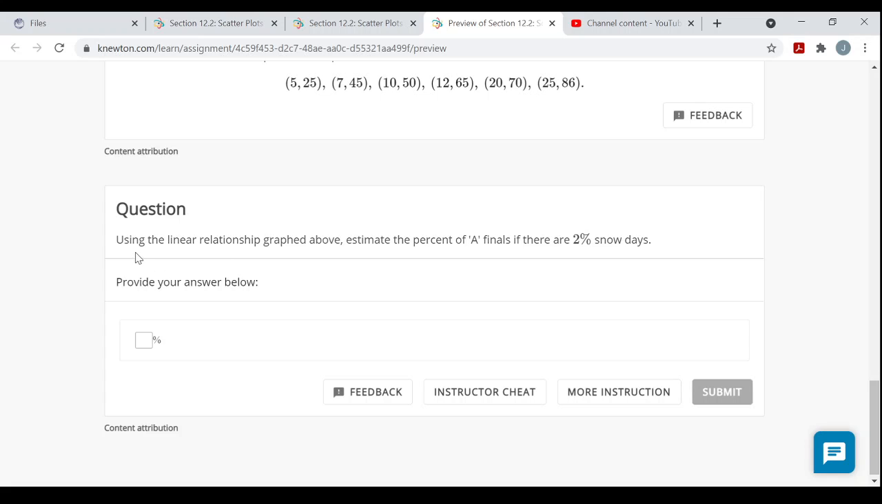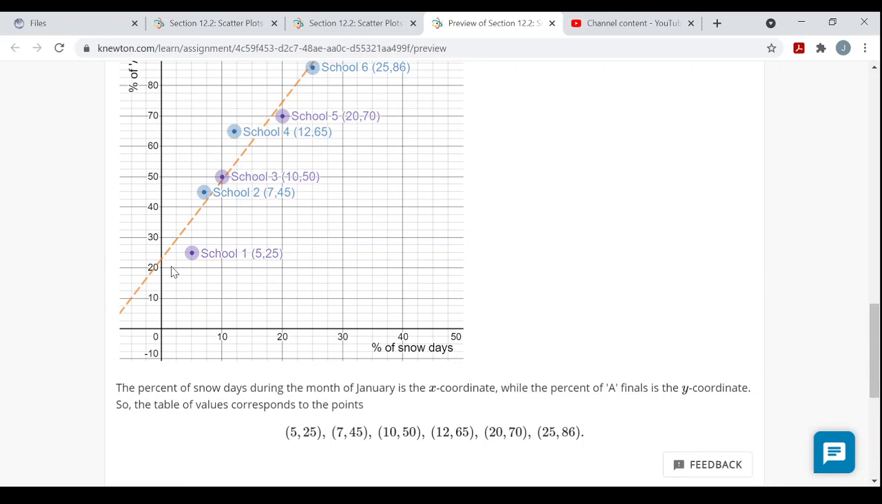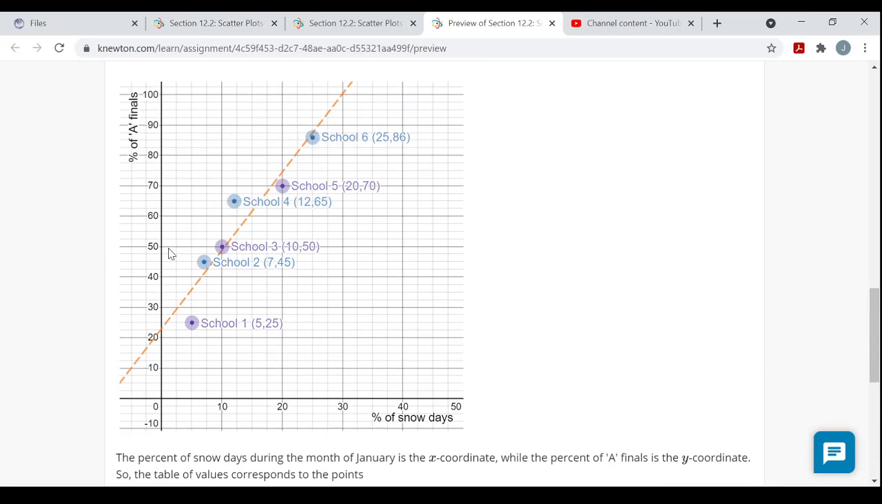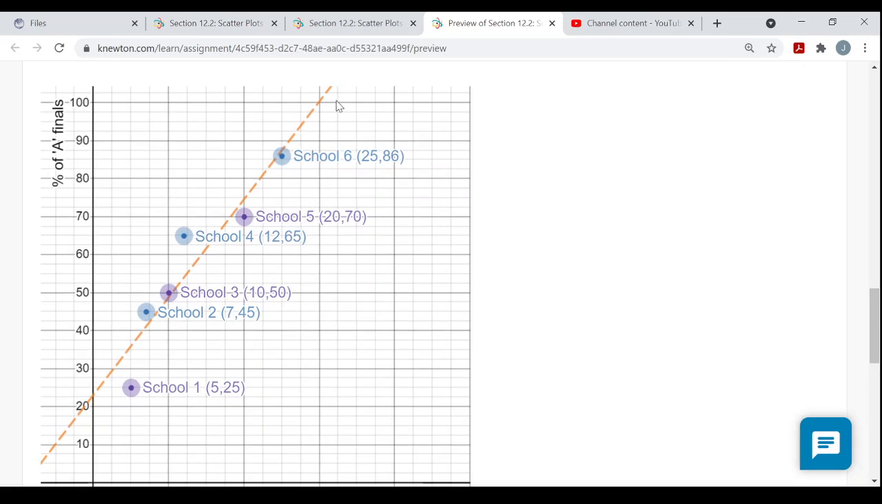So now using the linear relationship graphed above, estimate the percent of A finals if there are 2% snow days. All right, so let's look at this picture. So if there are 2% snow days, looking at this graph, let me zoom in. This is where we use the line, to give us a nice estimate.